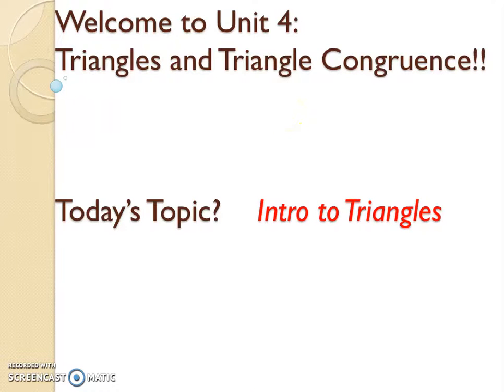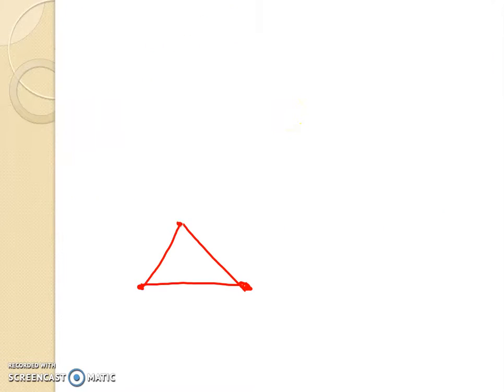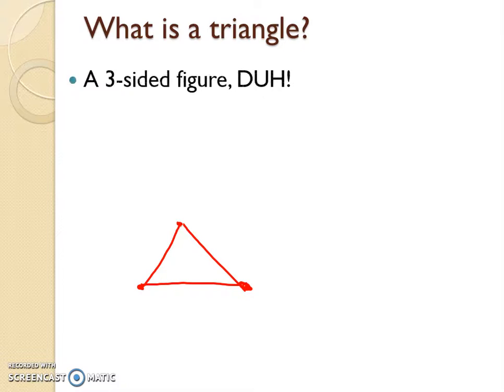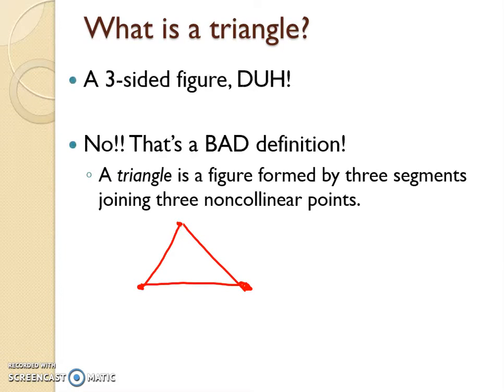So we're going to do intro to triangles. What is a triangle? A three-sided figure. Now that's not a good definition. That's a bad definition. We need to write a better definition for this. A triangle is a figure formed by three segments joining three non-collinear points.